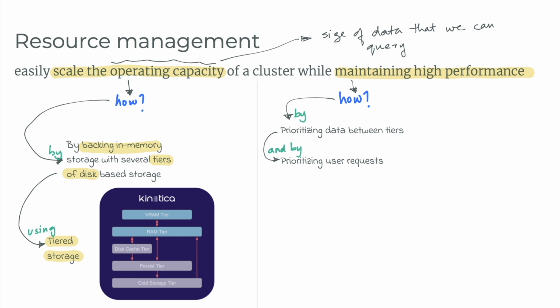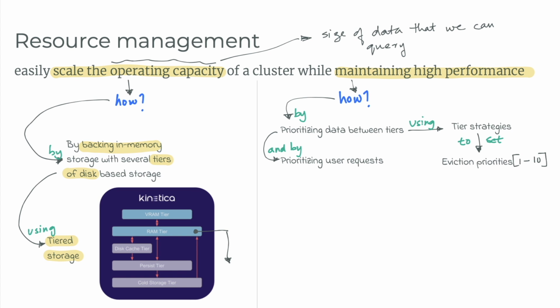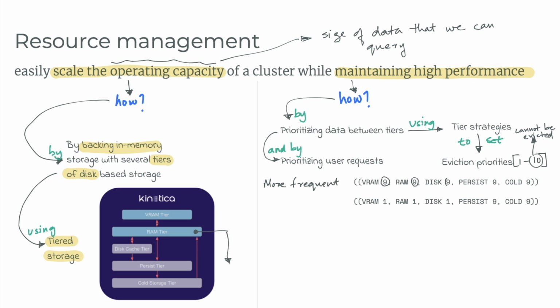that request. The prioritization of data between the different tiers is done using tier strategies that set the eviction priorities for data objects. The eviction priority is simply the likelihood that an object will be evicted from a particular tier to a tier below it. Its value ranges from 1 to 10, where 1 indicates a high likelihood of eviction, while 10 indicates that it cannot be evicted from that tier. One way to use tier strategies would be to set the eviction priorities so that frequently used data objects are less likely to be evicted from memory when compared to those that are less frequently used. This helps limit data movement between the tiers and optimize memory usage.